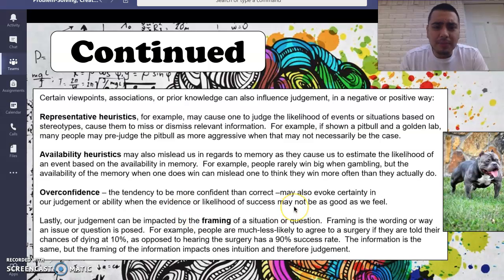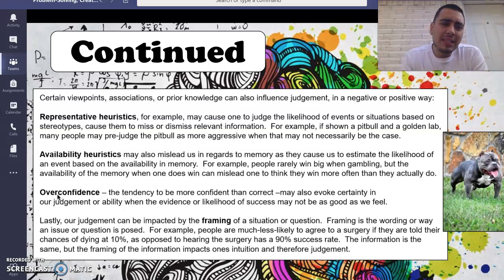Now, let's go ahead and talk about framing. So lastly, our judgment can also be impacted by the framing of a situation or question. Framing is the wording or way an issue or question is posed. So for example, people are much less likely to agree to surgery if they are told their chances of dying are 10%, as opposed to hearing the surgery has a 90% success rate. The information is the same, but the framing of the information impacts one's intuition and therefore judgment.